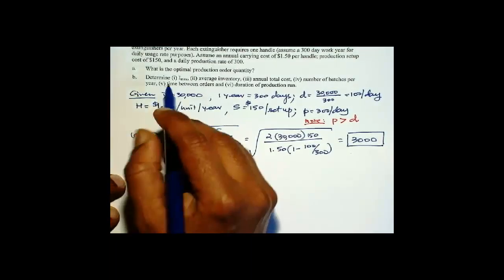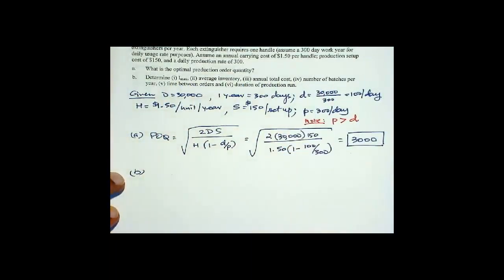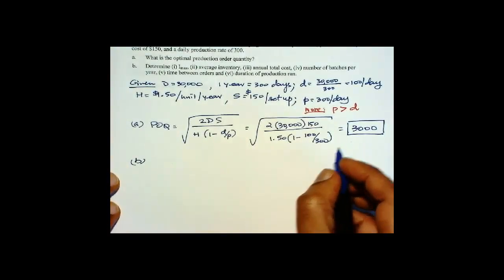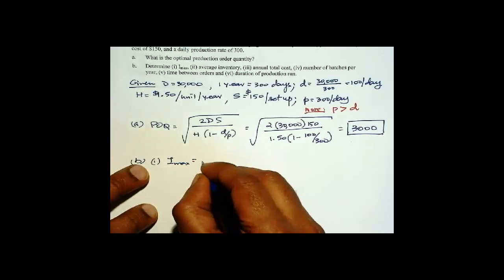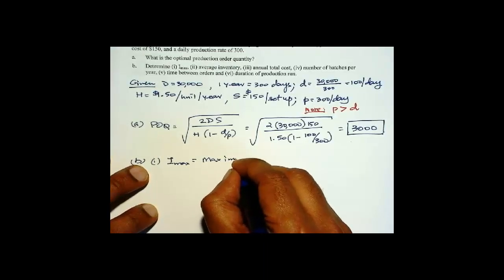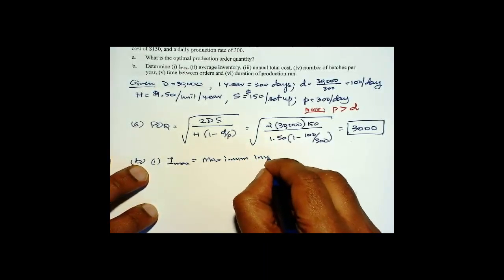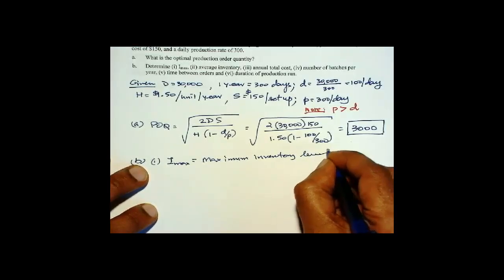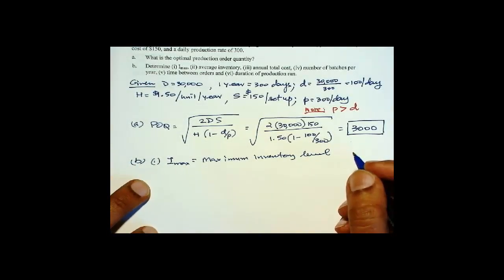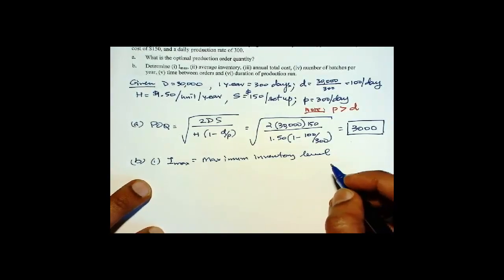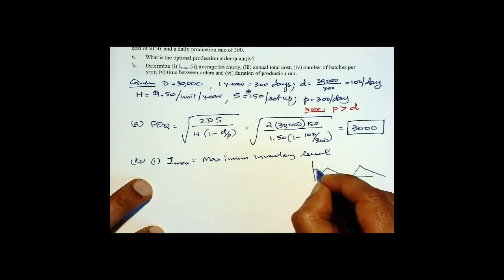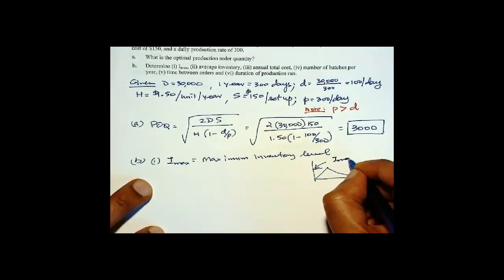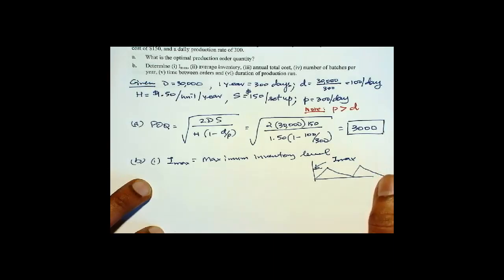And B, we're going to have to calculate various quantities related to this POQ. So the first one is I sub max. That is the maximum inventory level. So if you remember, maximum inventory level, that's your I sub max.